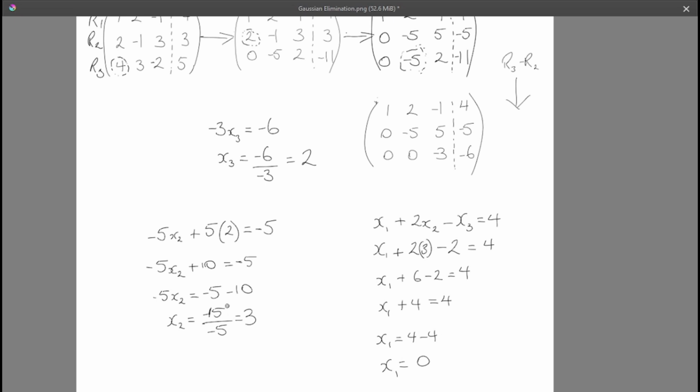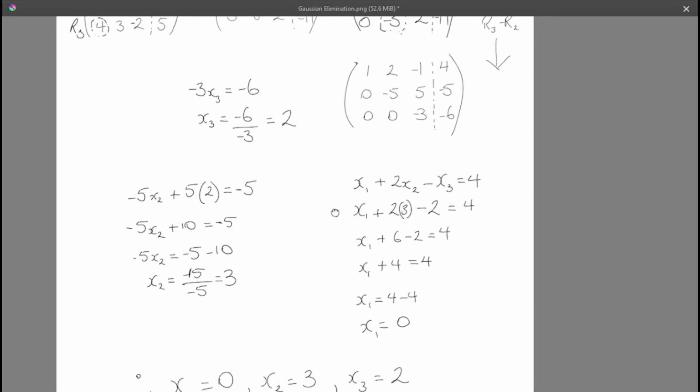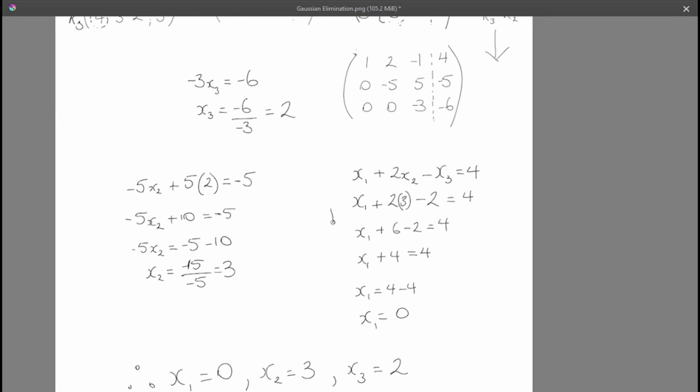So minus 5x2 equal minus 5 minus 10. So x2 will be equal to minus 15 on minus 5, which will be 3. Alright, and let's find x1.